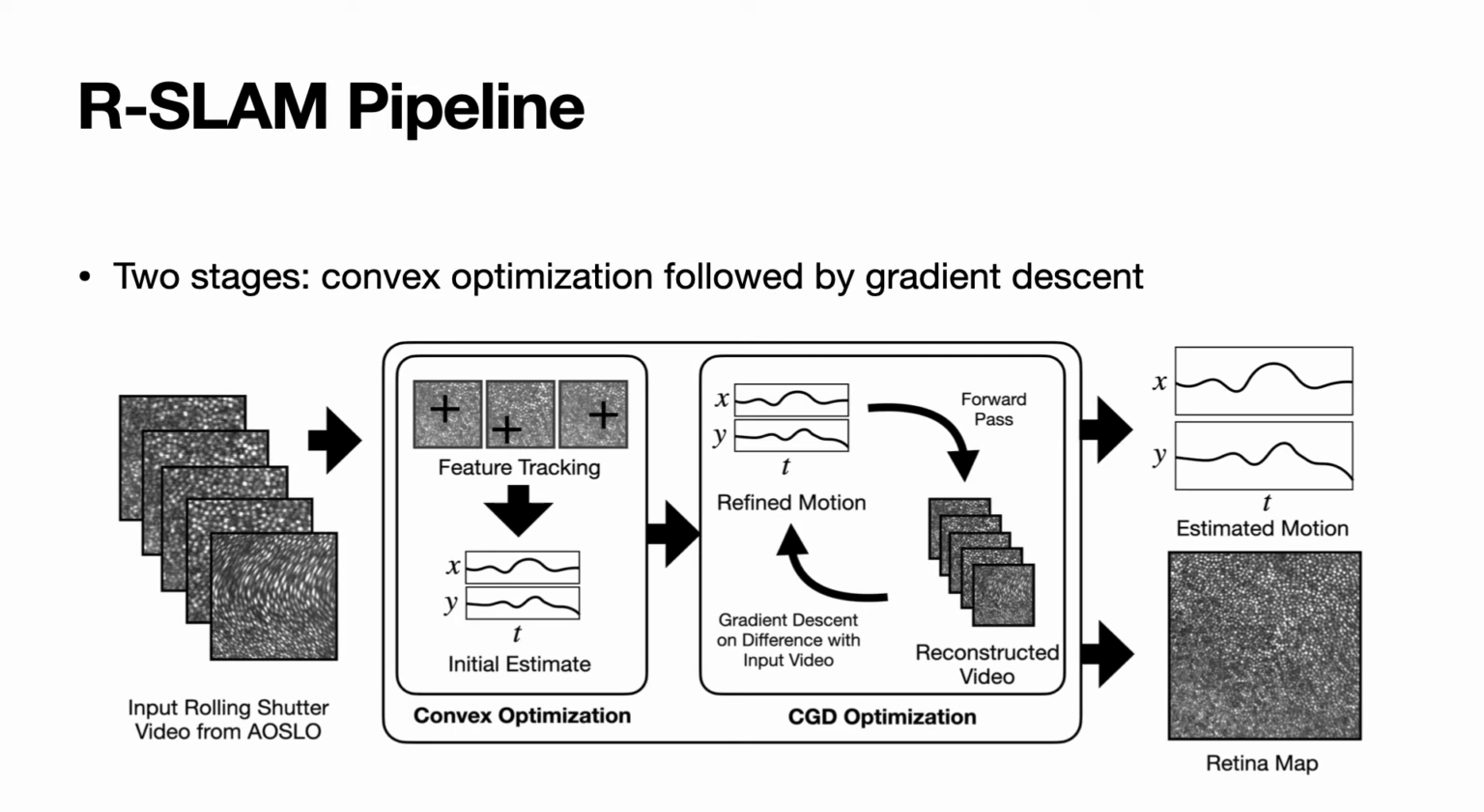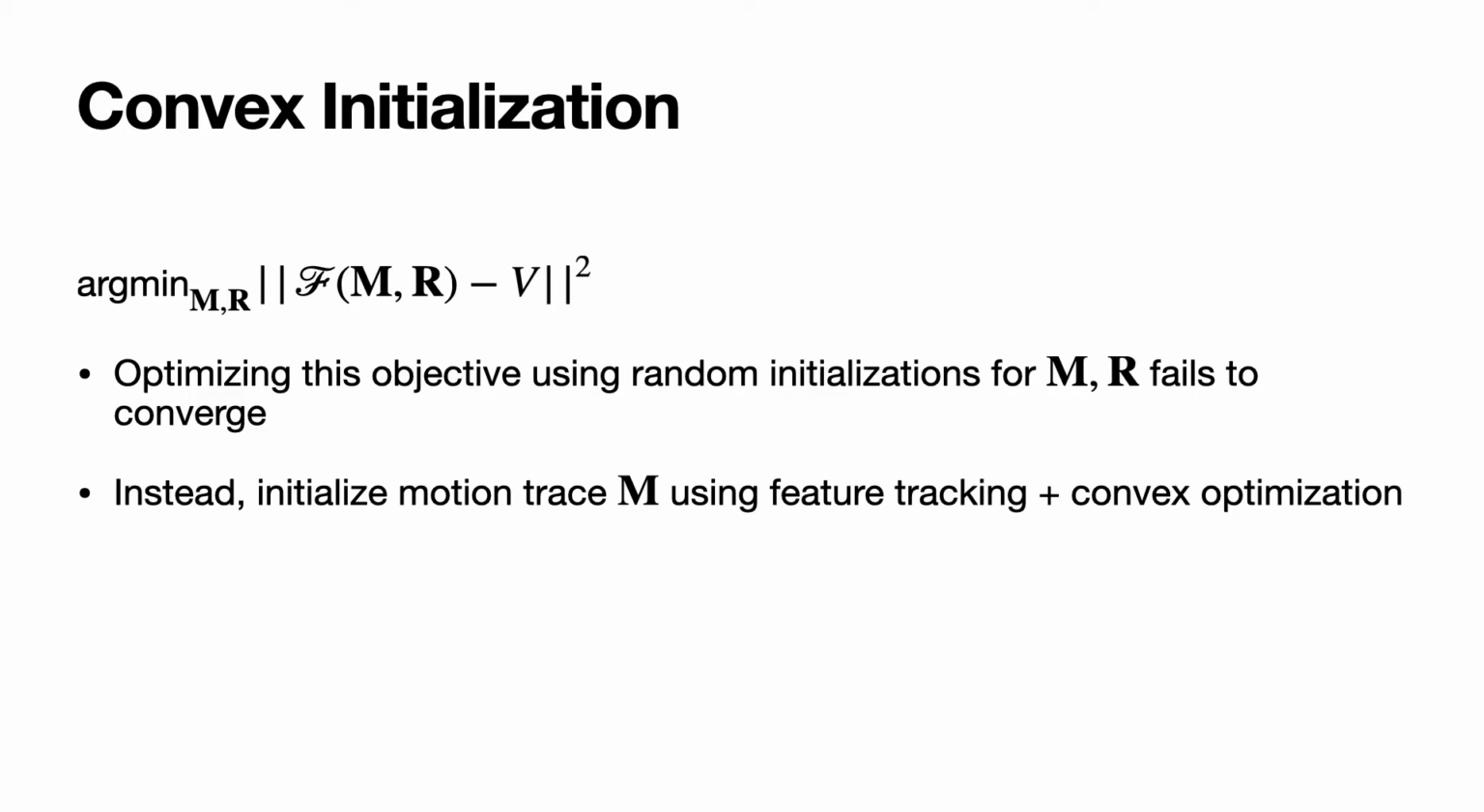The algorithm proceeds in 2 stages, using dense feature tracking to get an initial estimate for the motion trace, then refining this estimate with gradient-based optimization. Optimizing our objective using random initializations for the map and motion fails to converge, so we initialize both to values that are close to the true solution before running gradient descent.